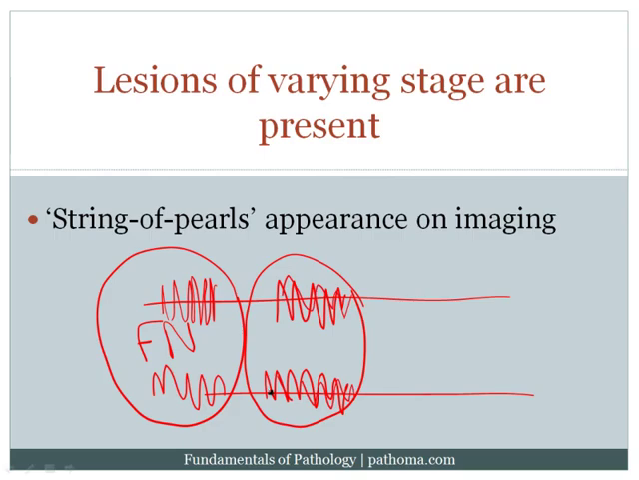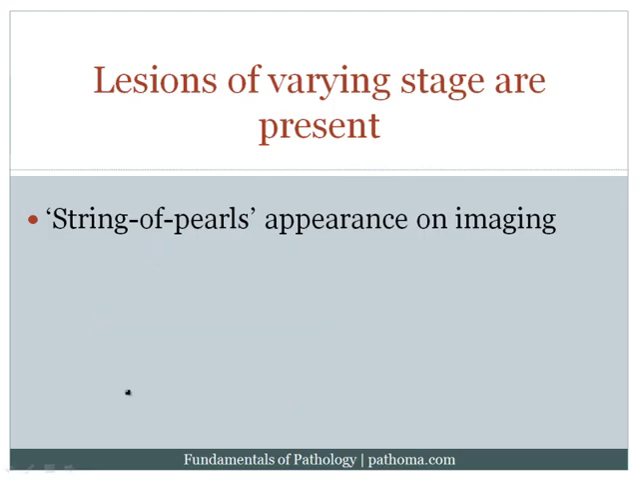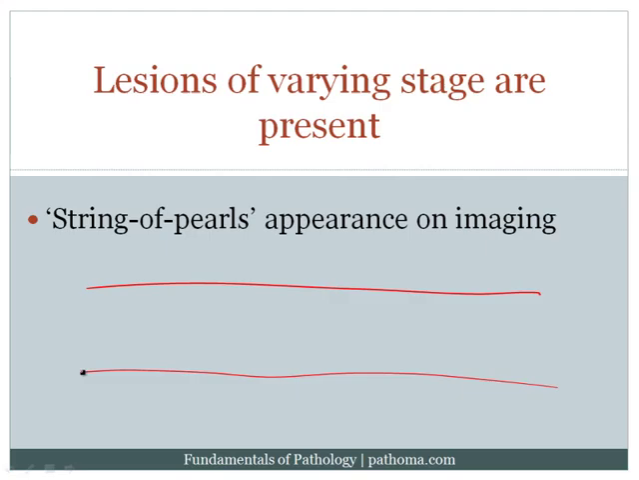Now, one of the interesting consequences of these varying degrees of disease along a single artery is that we often get something called the string of pearls appearance on imaging. So let me briefly explain this. Basically what happens is you've got this long blood vessel with lesions of varying stage. So for example here might be transmural inflammation with fibrinoid necrosis, and that would be an early lesion, so let's just label that with E. And then in another area you're going to get dense fibrosis like this.